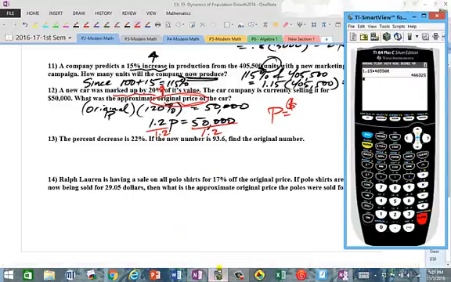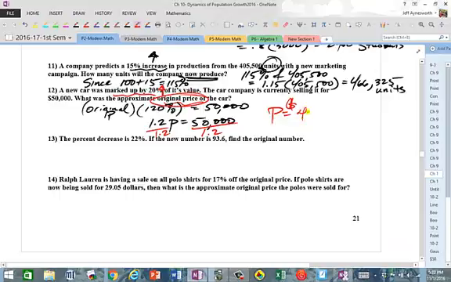So let's calculate it. Let's take 50,000 divided by 1.2. Well, you got to press the buttons right. Oh, yeah, I didn't press them right. So you got to enter it in correctly. So let me do that now. Okay, and we get $41,666.67, rounding. You got to round to the hundredths place, right?